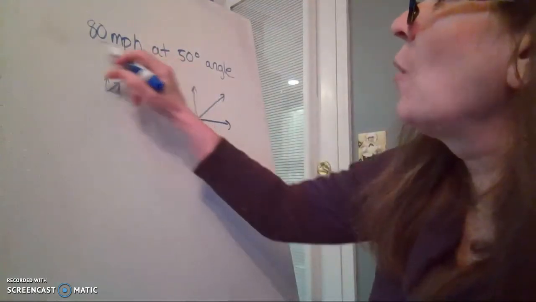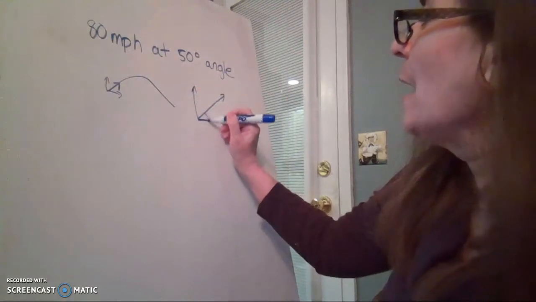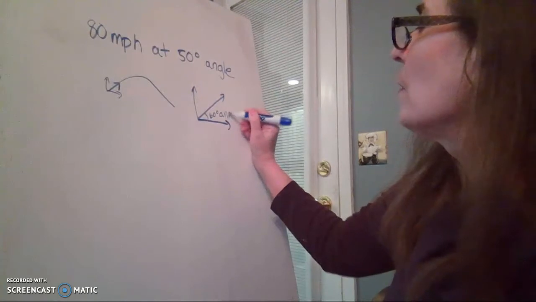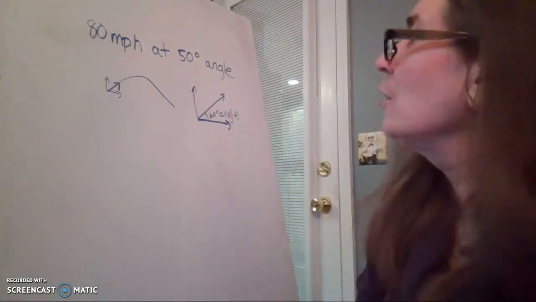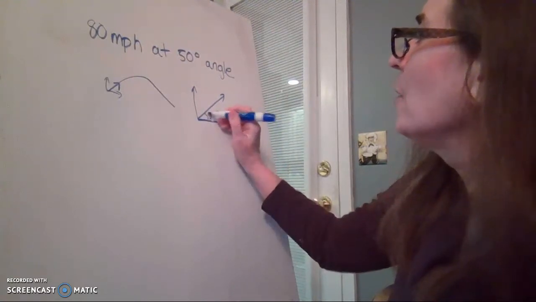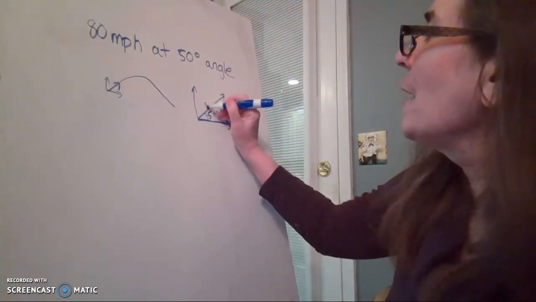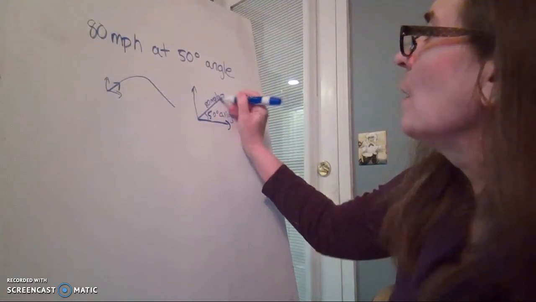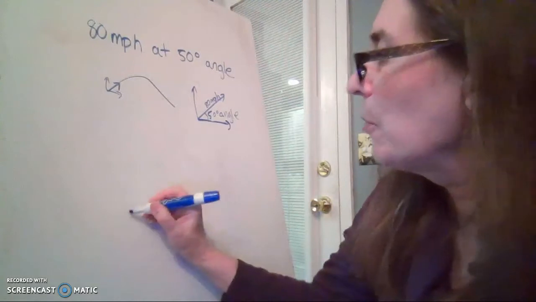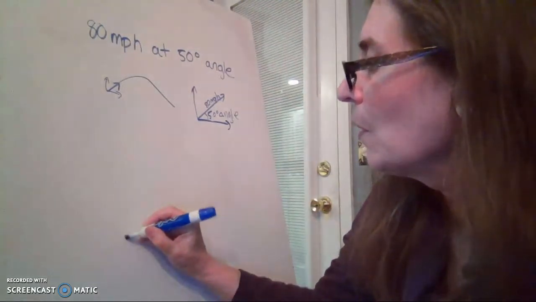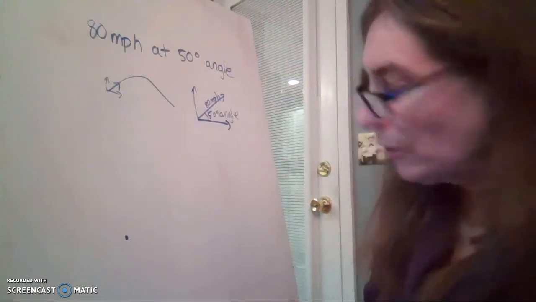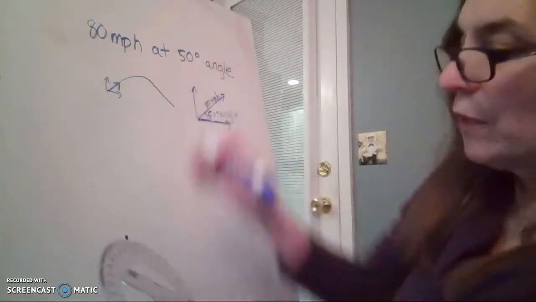So we want to divide this up. I know it's going at this angle, a 50-degree angle, and it's going 80 miles per hour. So I'm going to draw that vector a little bit bigger so you can really see that. I'm going to put a dot here, and that's going to be our starting point. And I want to go at a 50-degree angle.